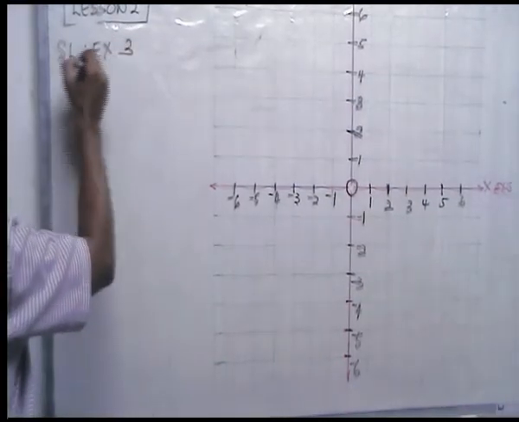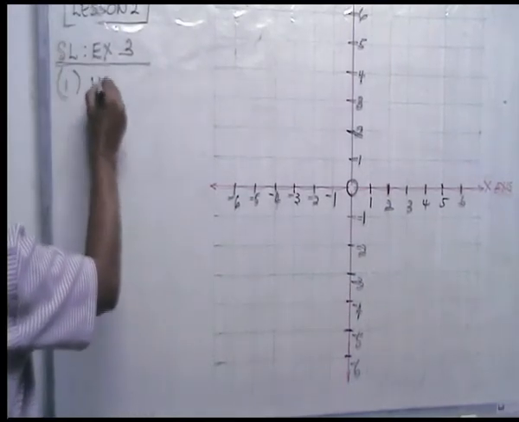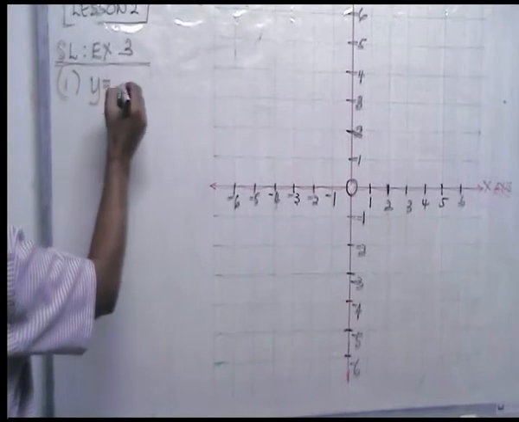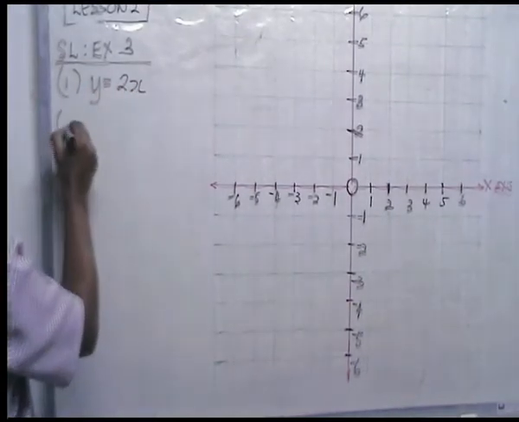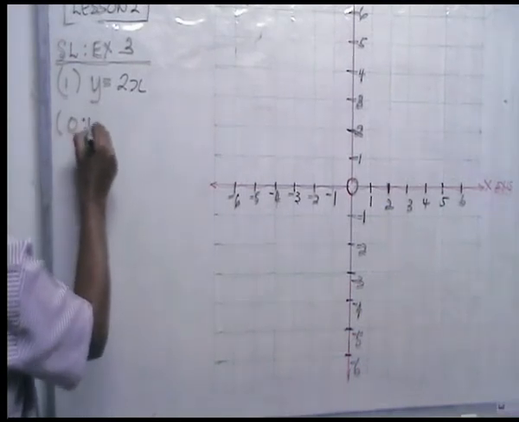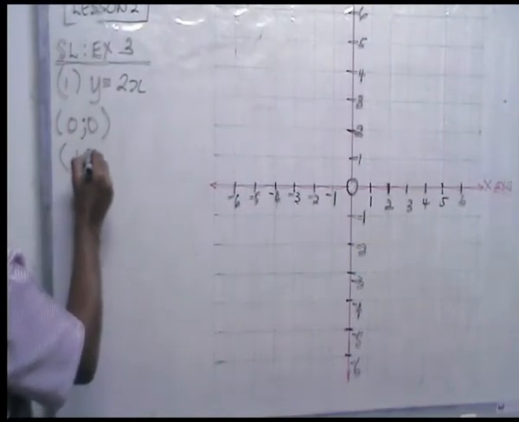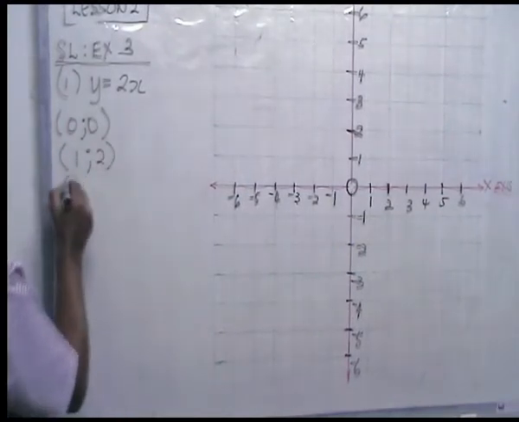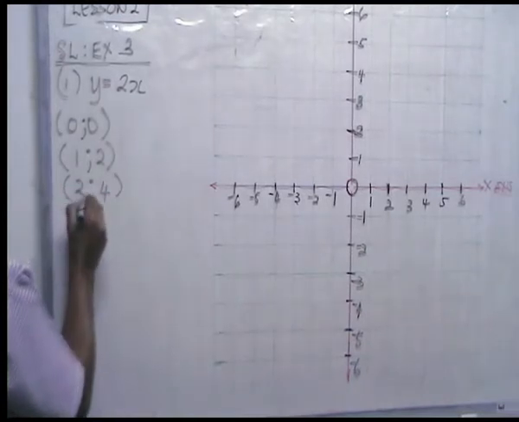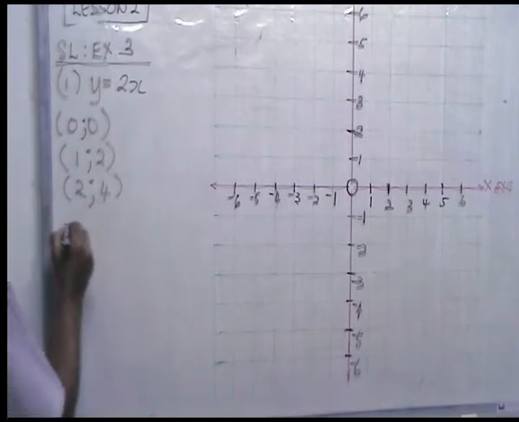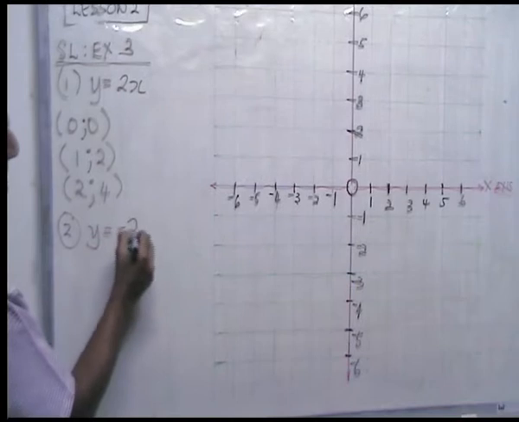Exercise 3. Now I'm going to be very kind to you. I'm giving you the equation. Let's say the equation is y is equal to 2x. And I'm giving you the ordered pairs too. The ordered pairs are (0, 0), (1, 2), and (2, 4). So I want you to draw this graph. Then I want you to do number 2. Number 2, y is equal to minus 2x.